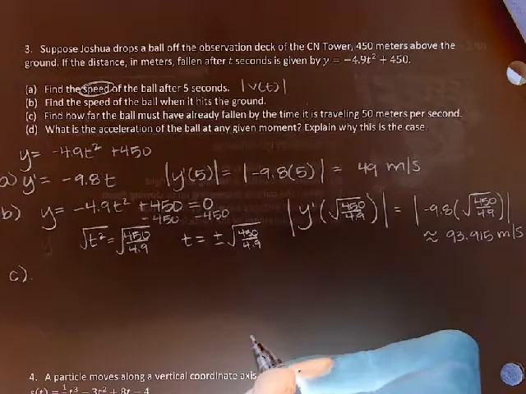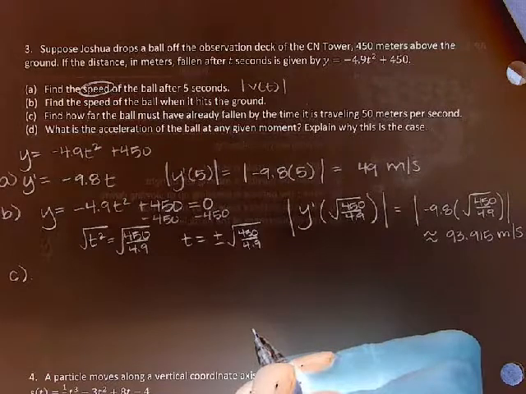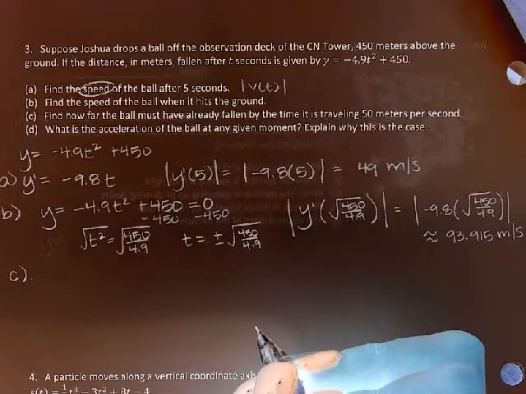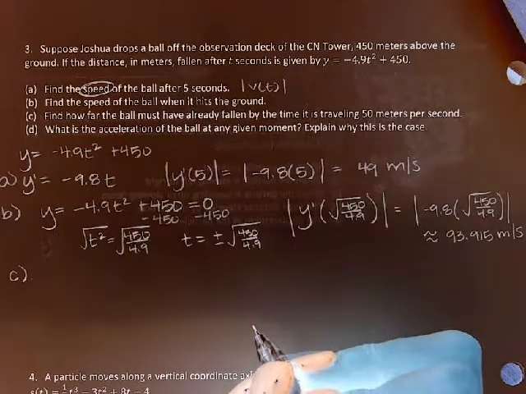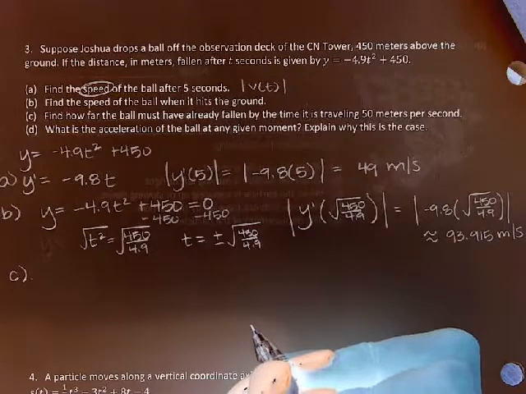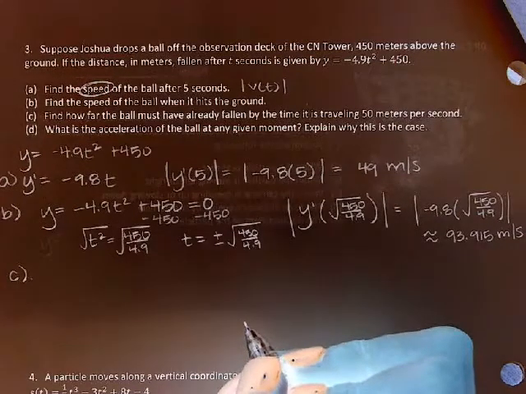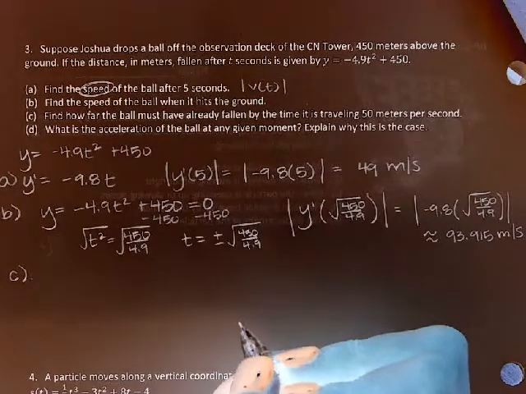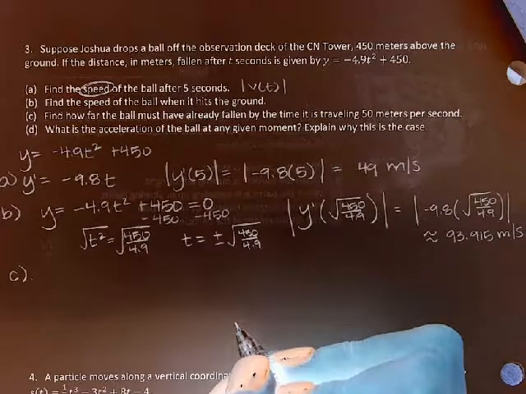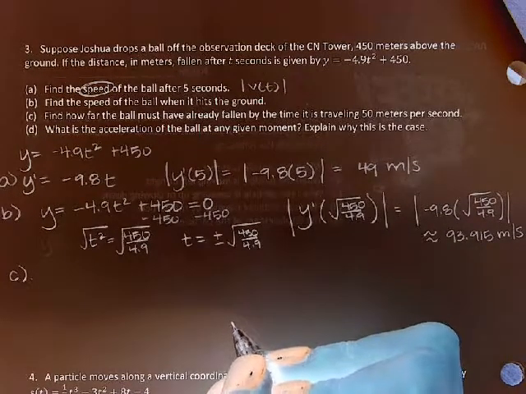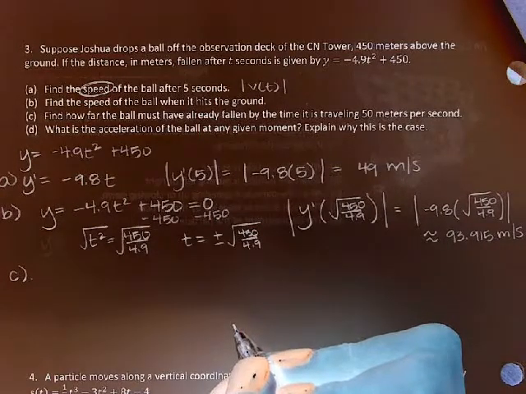All right, part C says find how far the ball must have already fallen by the time it is traveling 50 meters per second. This would be calculator active, probably. I mean, how are we going to do the absolute value of the square root of 450 over 4.9? Yeah, that's calculator. You could, it would be about the square root of 10.